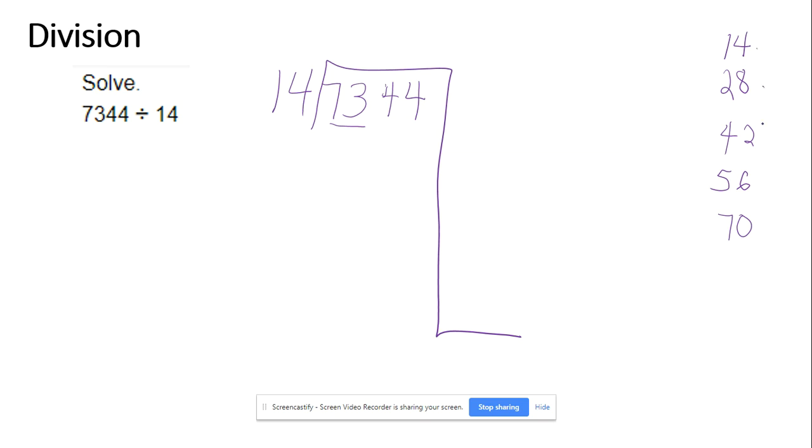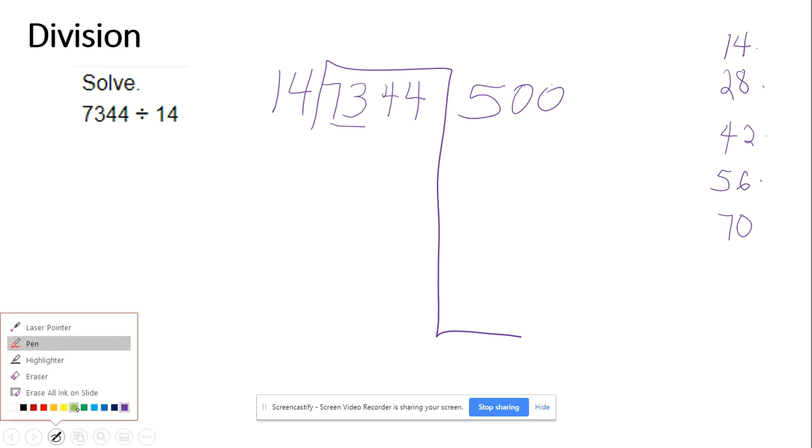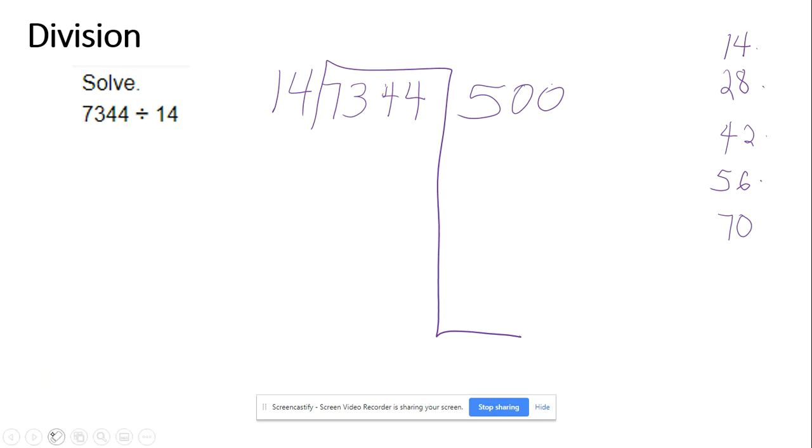I see it's 1, 2, 3, 4, the 5th multiple of 14. So I know I'm going to be multiplying by 5, and since this is 7,300, I'm multiplying by 500. So 14 times 5 is 70, but we're multiplying by 100, so it's 7,000. Let me get rid of that line underneath 73. Now we can subtract, and we have 344.